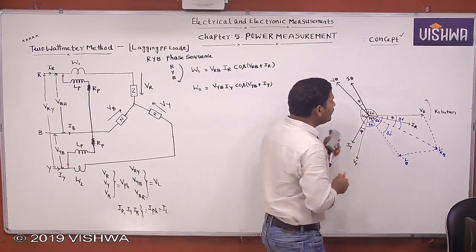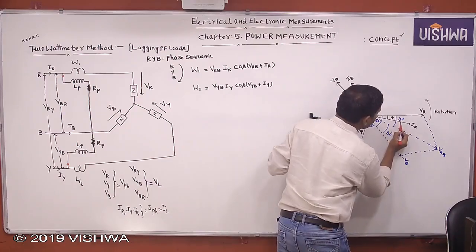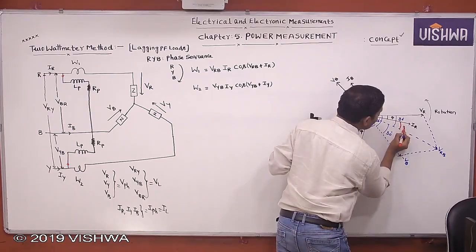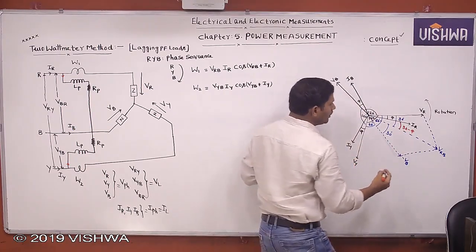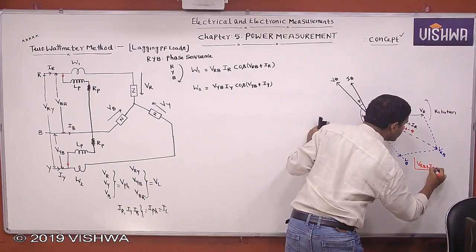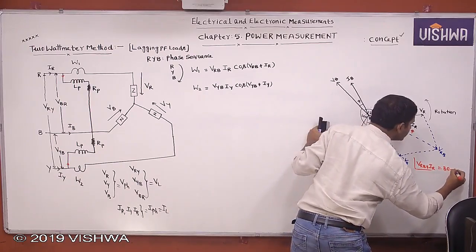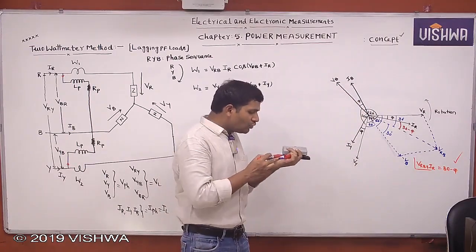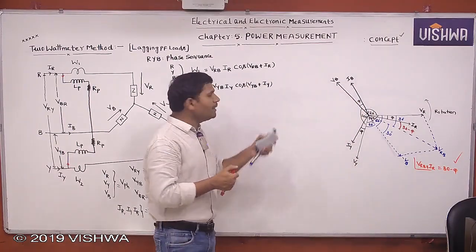The angle between VRB and IR is this one. This is 30. This is pi. Then what is this angle? 30 minus pi. Therefore, the angle between VRB and IR is 30 minus pi. It's over. Now similarly, you want to find the angle between VYB and IY.